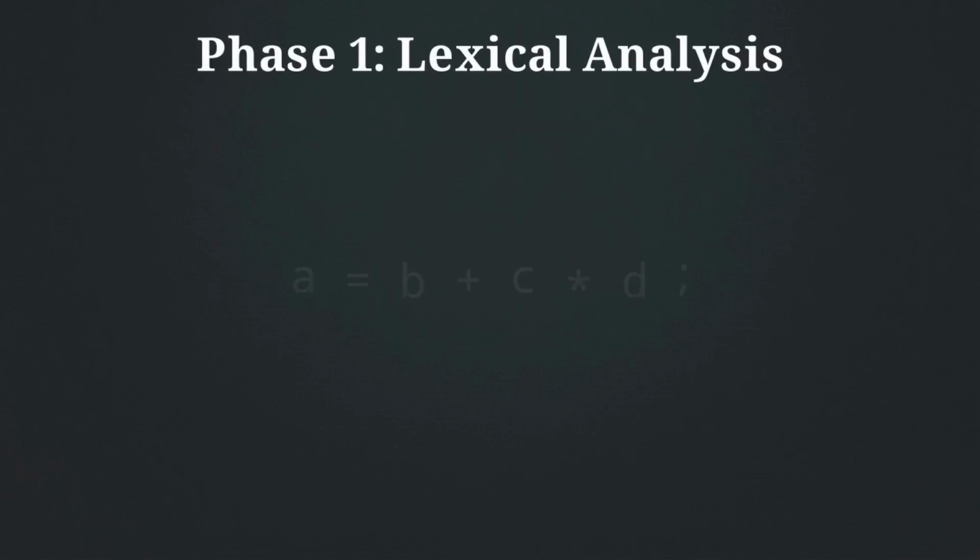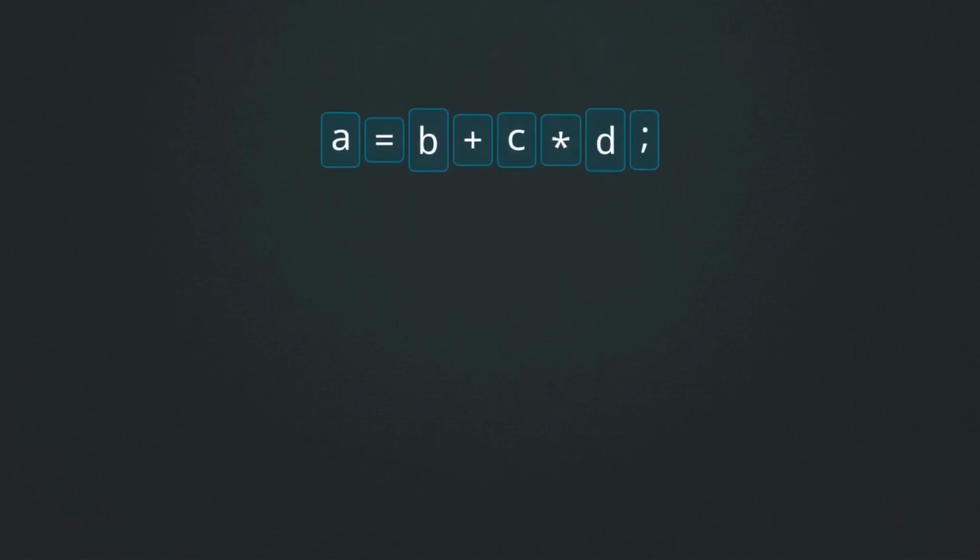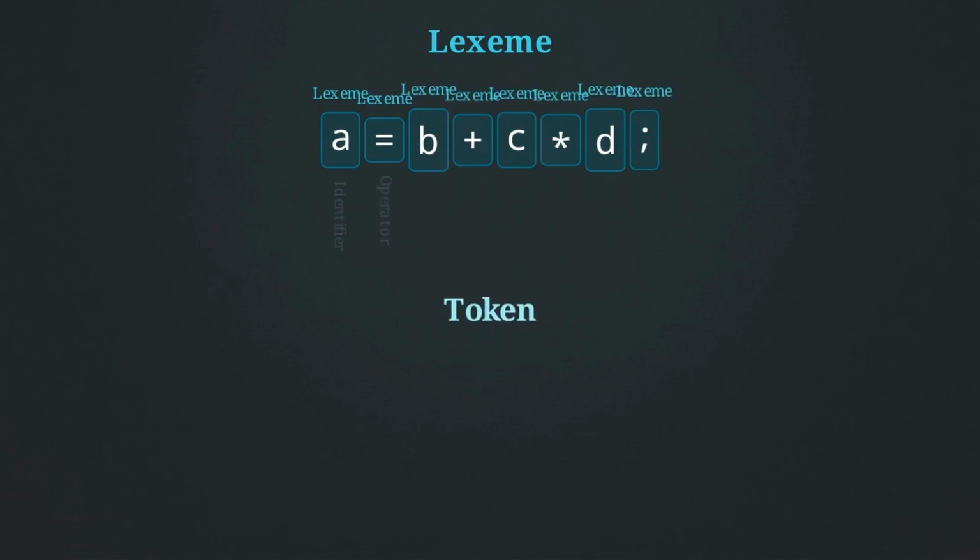At first glance, the compiler's scanner doesn't understand math or logic. It just sees a raw string of meaningless characters. Its only job right now is to scan that text and group it into recognizable units. Once grouped, the scanner assigns two specific labels to each unit. The actual text, like the letter A or the equal sign, is called a lexeme. The category it belongs to, like identifier or operator, is called a token.